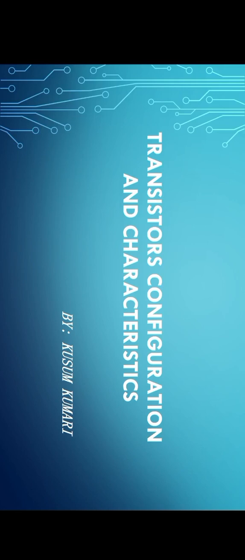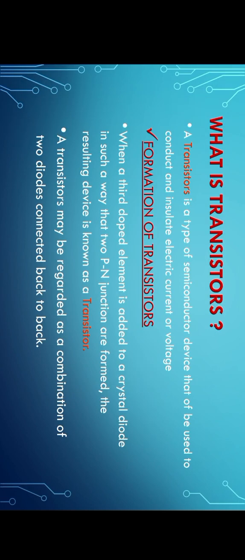Today our topic is transistors, configuration and characteristics. What is a transistor? A transistor is a type of semiconductor device that can be used to connect and insulate an electric circuit, or electric current or voltage.